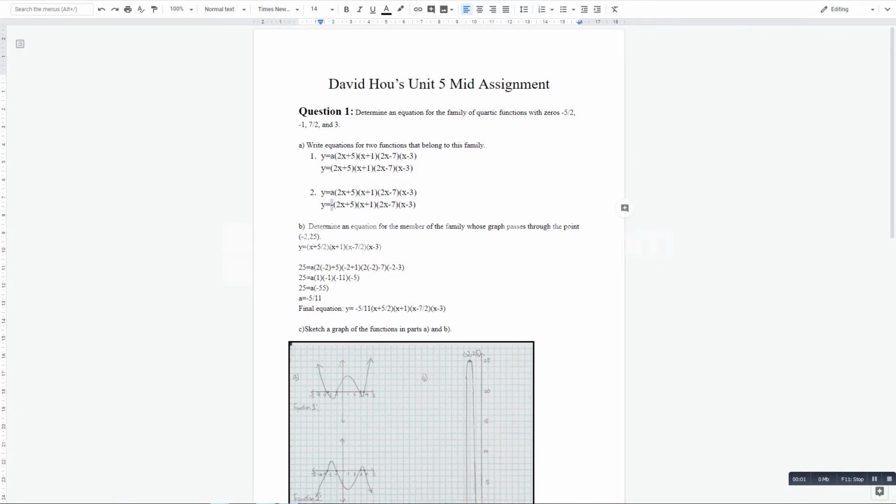For part B, we need to find an equation with the same condition but also passes through the point at -2, 25. With the given info, we need to find the a value that would change the equation so that the graph passes through the point -2, 25. Plugging in -2 as the x value and 25 as the y value, we can find that the a value is -5/11. And here's my final equation for part B.